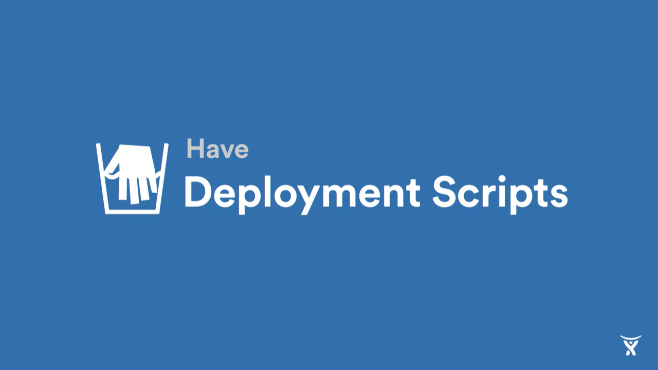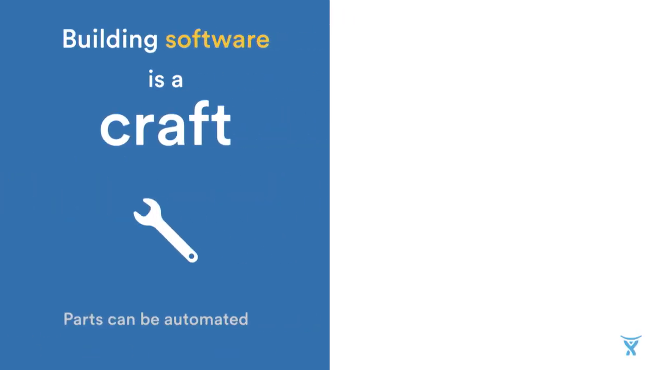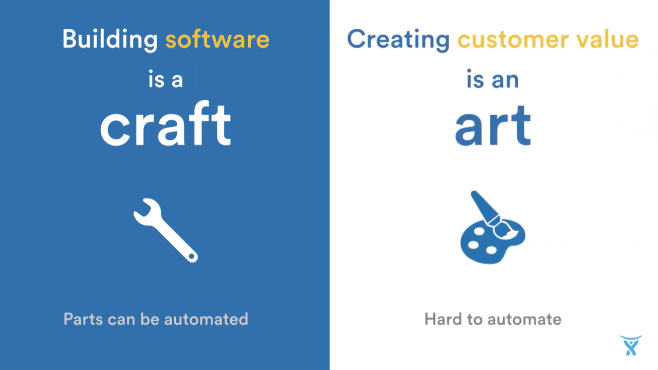At the end, when we talk about automation, building software is really a craft. And like every craftsmanship, we can automate some stuff. So we can do some automation here. But creating real customer value, I don't think bots will take over there. Creating customer value is really an art, and this is really, really hard to automate. So race of the machines, yes, but I don't think the bots will take over.